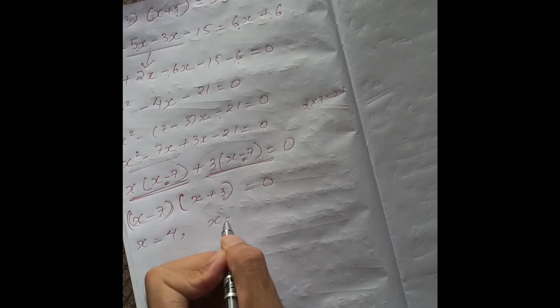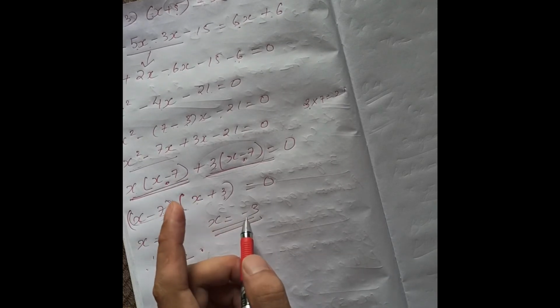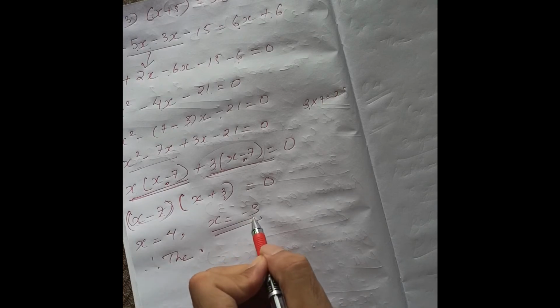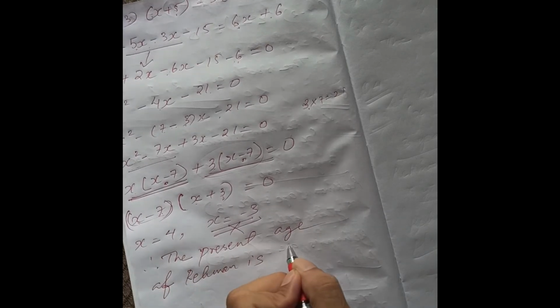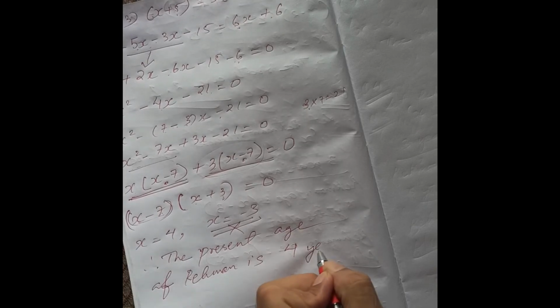So what is the value of x? x will be either 7 or x equals minus 3. But Raymond's age cannot be negative, so we have to omit this. Therefore, the present age of Raymond is 7 years.